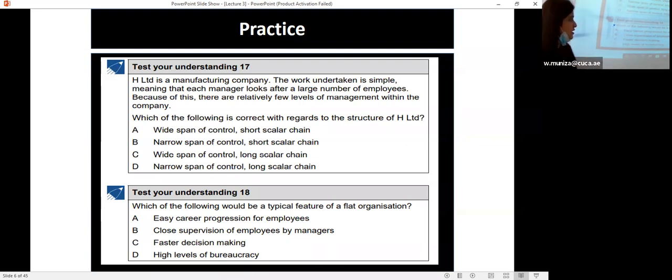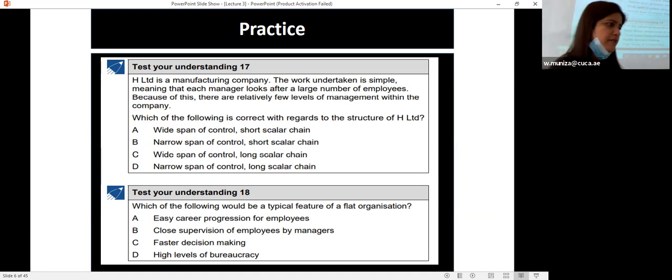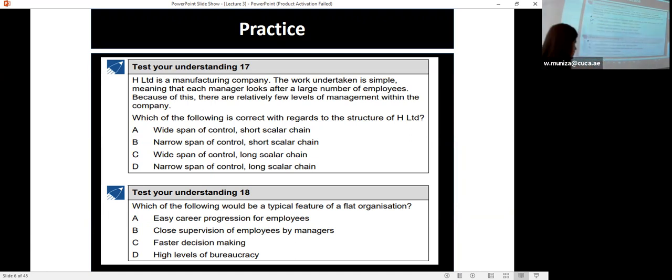Okay, faster decision making. Is it so? In flat organization, the decision making is going to be faster? Yes. Why? Few persons in the management are going to be present, and when the customers give any kind of expectations or demands, it will be reaching the higher authority very soon. That is why decisions are going to be quick. So this one is the characteristic of the flat organization.